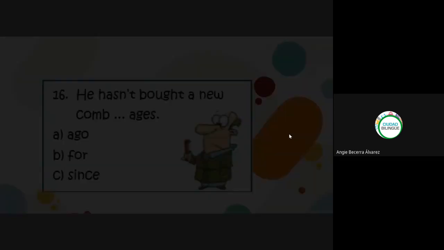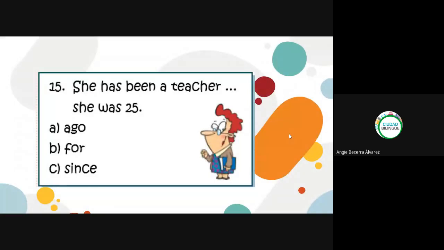Now this one, it says, she has been a teacher she was 25. Since. Since. What do you think, guys? Daniela says since. What about the others? Since, teacher. What about Susana and Rocío? Since, teacher. And Susana? What do you think, Susana? I don't know. Me confundo con el was.